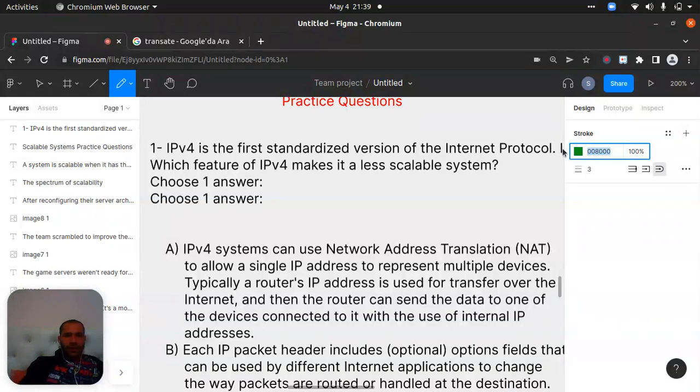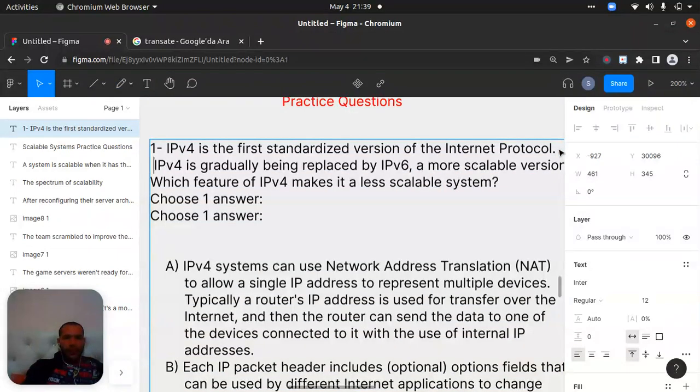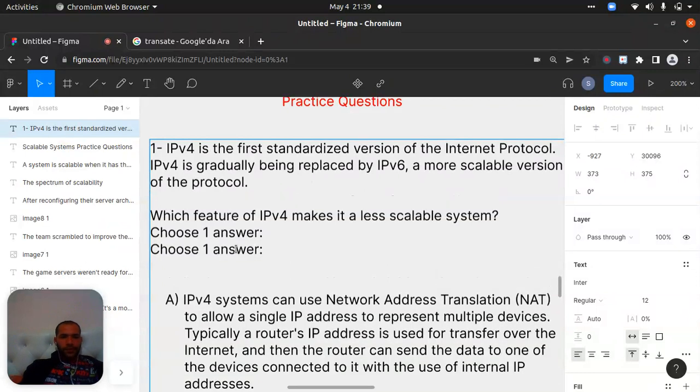And what is that? Let's check if there's something. Let's go.